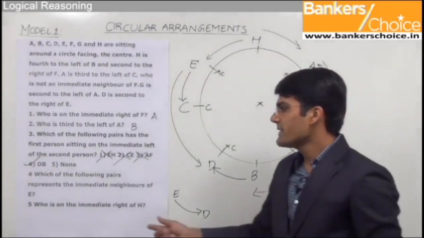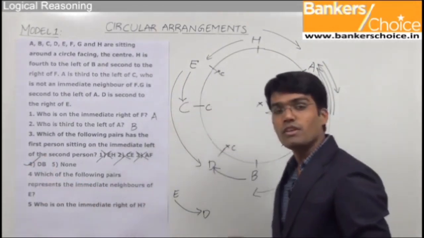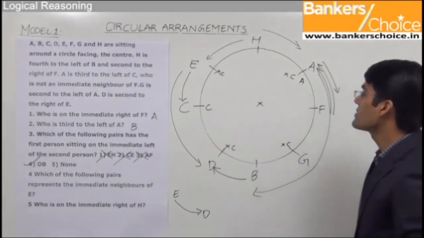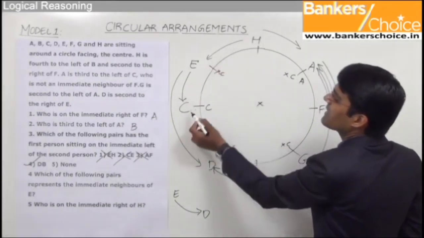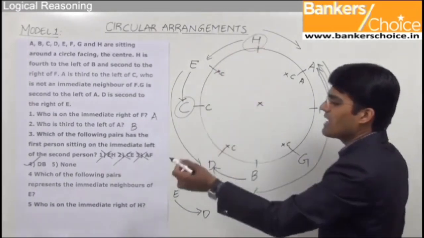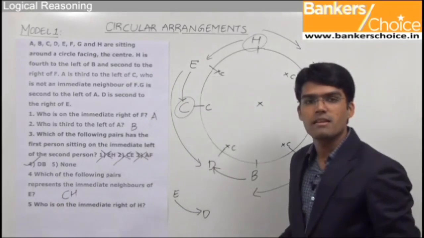The fourth question is, which of the following pairs represents immediate neighbors of E? So we need to find out the immediate neighbors of E. And from the arrangement we know that immediate neighbors of E are C and H. So the answer for question number 4 should be C and H. They are the immediate neighbors of E.